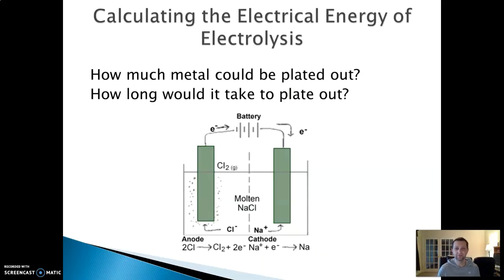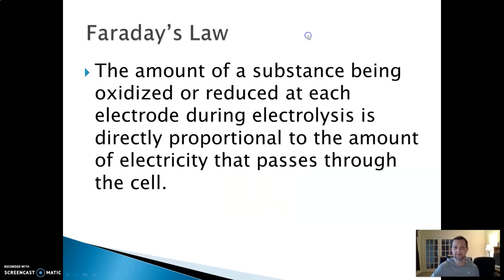So an example of when we would use this is if I had a question like this, where I have an electrolysis of NaCl set up. And I want to figure out how much metal could be plated out and how long it would take. So obviously the metal here, sodium, would be plated out on one of our electrodes. If I let this cell run for a certain amount of time, how much sodium would I actually make? Or if I want to make a certain amount of sodium, how long would that actually take to plate out on that electrode? We're going to take a look at that today.